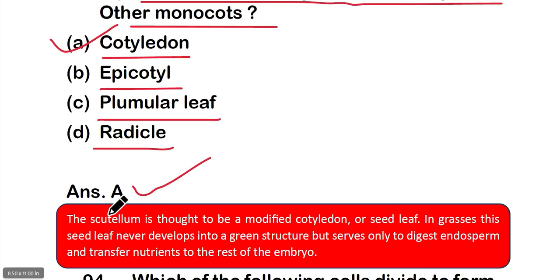So the scutellum is thought to be a modified cotyledon or seed leaf. In grasses, this seed leaf never develops into a green structure but serves only to digest endosperm and transfer nutrients to the rest of the embryo.